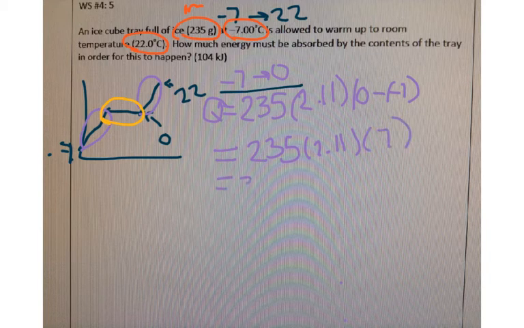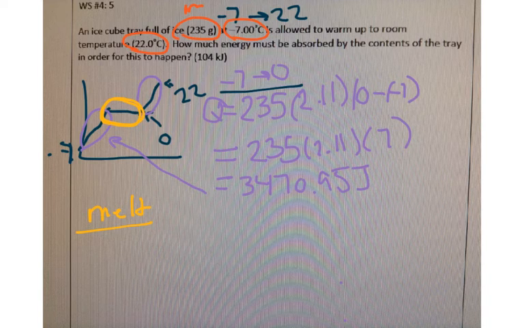Now I'm going to deal with the HM of this part, which is the phase change. So this would be when it is considered melting. Melting is undergoing a phase change, so that would be the formula Q equals HM. My H value for melting is going to be that of fusion, so that would be 334, and I'm going to multiply by my M, which is 235 grams. When you multiply that out, you get 78,490 joules.